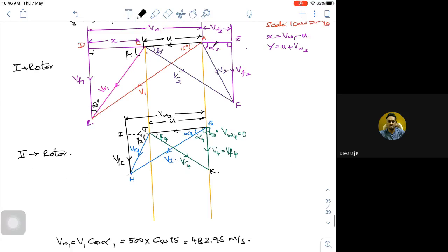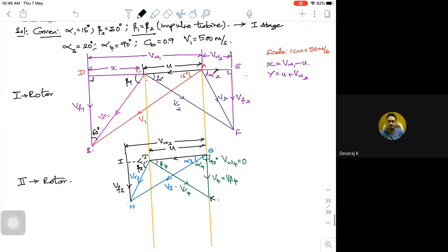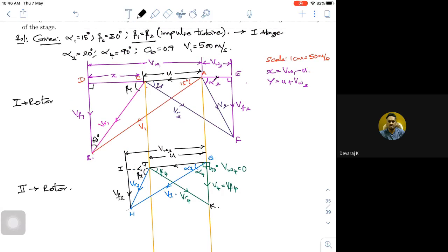Try with the graphical method and upload it. I want to give this as an assignment. So the two-stage thing. You can verify, maybe roughly the blade efficiency will come around between 70 to 80%.